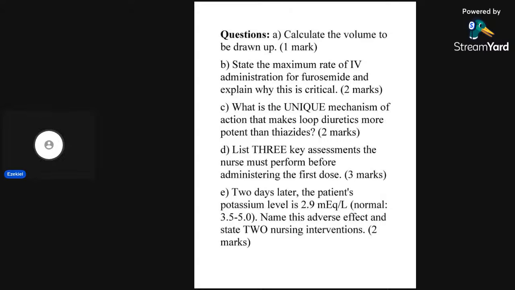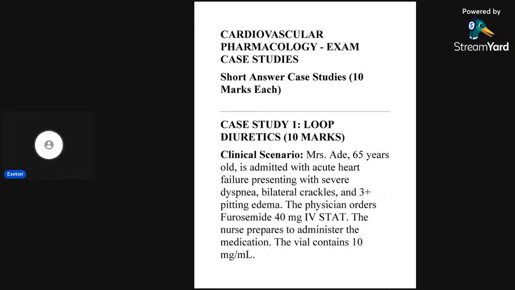So let's do question 1. Calculate the volume to be drawn up. So remember the concentration of the drug. The furosemide was given as 40 milligram IV stat, and the vial contains 10 milligram per ml. So although there's not a blackboard here, what you just do basically is you take that 40 milligram divided by 10, and you're going to get 4 ml. So what you're trying to do is get the volume in ml you administer to the patient.